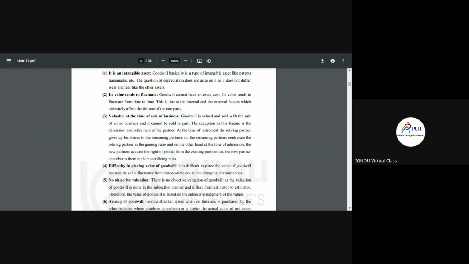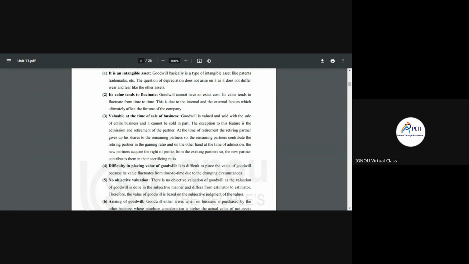Next one is, its value tends to fluctuate. Goodwill cannot have an exact cost, so the value tends to fluctuate from time to time. This is due to internal and external factors which ultimately affect the fortune of the company.